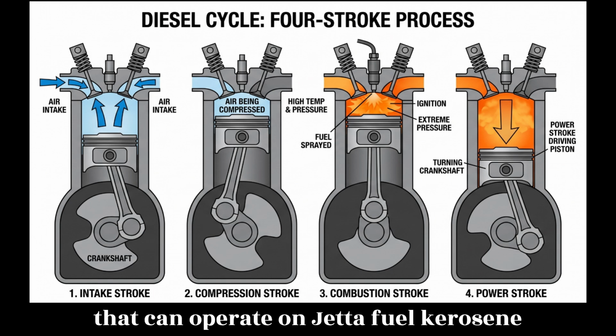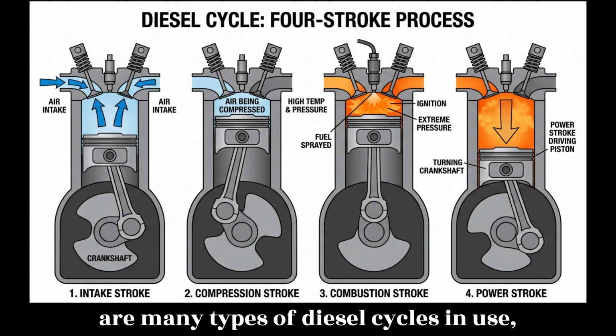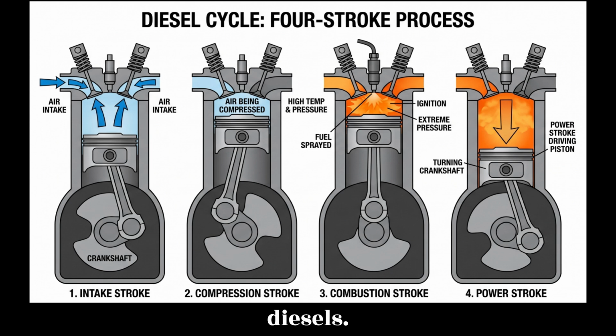Water and air-cooled engines that can operate on Jet A fuel, kerosene, use a version of the diesel cycle. There are many types of diesel cycles in use, including 2-stroke and 4-stroke diesels.